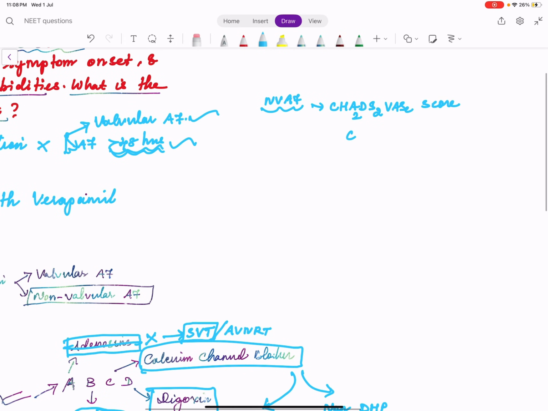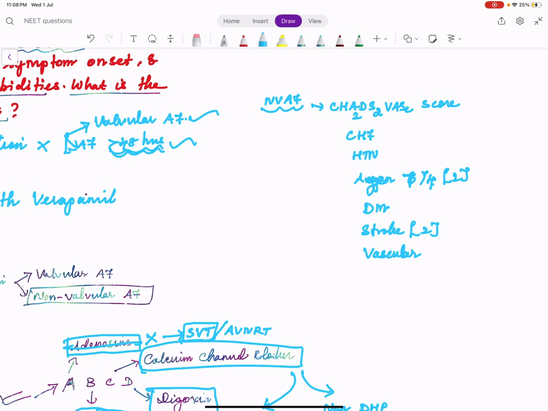Okay, if you remember, C for congestive heart failure, H for hypertension, A for age more than 74, D for diabetes, S for stroke. The stroke carries 2 points, age more than 74 carries 2 points, V for any vascular abnormalities. Again, the next A stands for age between 65 to 74. The SC stands for sex category of female.